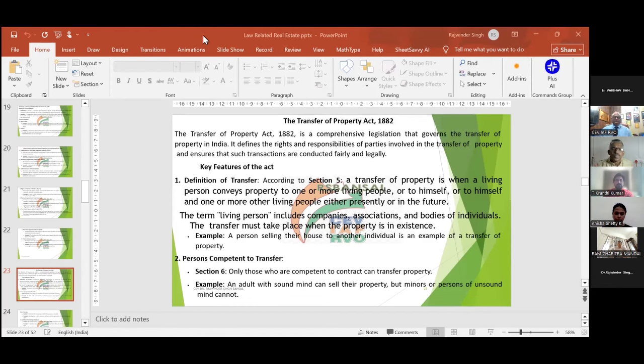So a living person includes companies, associations, and bodies of individuals. The transfer must take place when the property is in existence. The first thing is that the property must exist. For example, a person selling a house to another individual is an example of transfer of property. When you sell a property to another person, it means you have transferred a property. And a company or an association of persons or companies can also transfer property from one person to another.